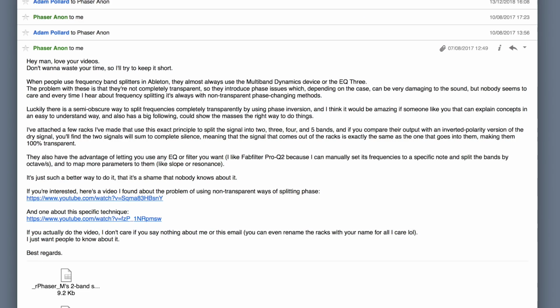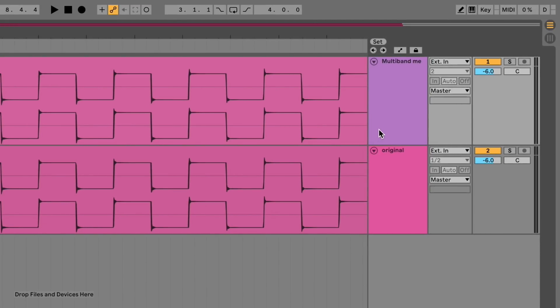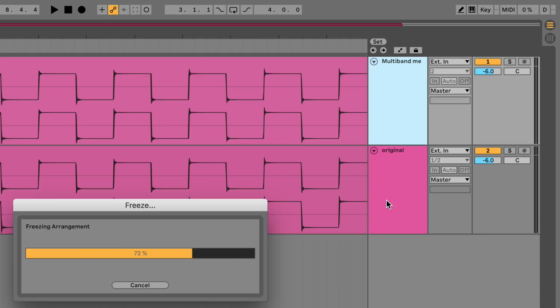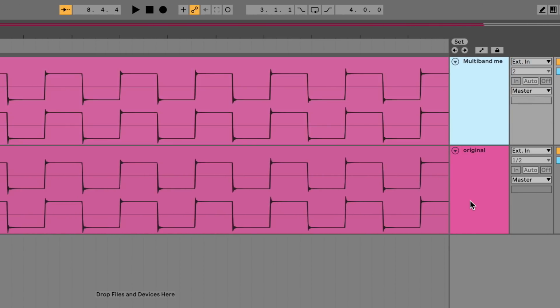Anyway, I have a solution, or I suppose I got emailed a solution by a guy called Phaser. You can see the email here. Anyway, I took a look at his racks and they make sense. They make sense conceptually and also in practice. I mean, before I even explain how they work, notice visually that they do work. The original sound, and then through one of his racks, one of his frequency splitting racks.